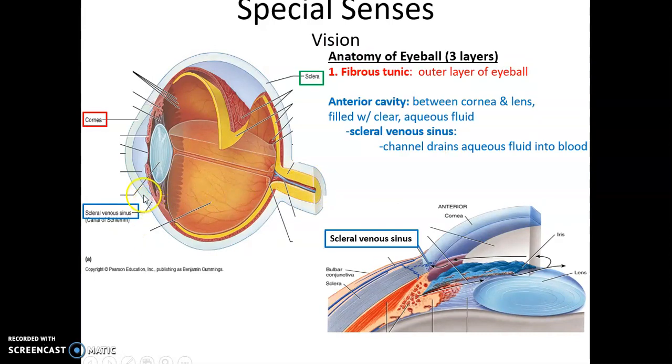So sort of between the cornea and the sclera are some scleral venous sinuses. Again, a sinus is a vein without smooth muscle tissue, and that is where that clear fluid returns to the bloodstream. It drains back into the scleral venous sinuses. So you can see that down here. It's produced, travels around the lens underneath the cornea, and then leaves back into the bloodstream via the scleral venous sinuses.